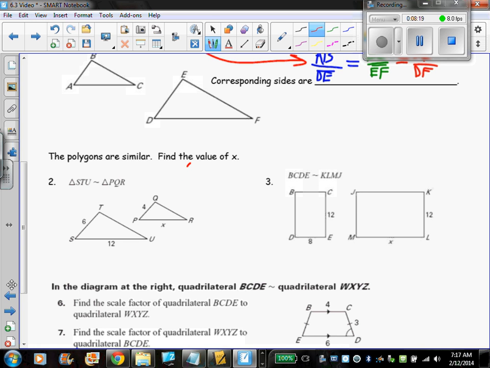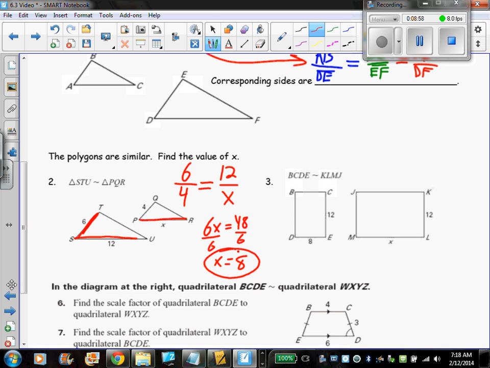Let's start with ST, which has a length of 6, and we'll put it over PQ, which has a length of 4. Matching up two more sides that are similar to each other and are corresponding, the 6 comes from the ST triangle, so we're going to start with SU on top for this one, over our missing side of PR. So now we just use cross multiplication, and we're going to get 6x equals 4 times 12, which is 48. Divide both by 6, and we get x equals 8.